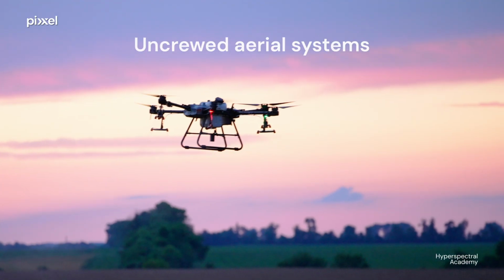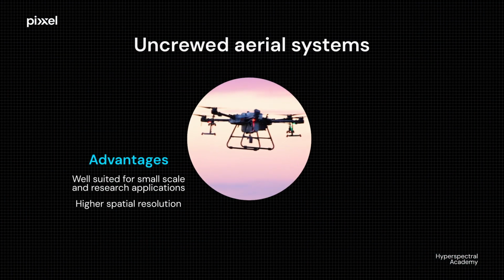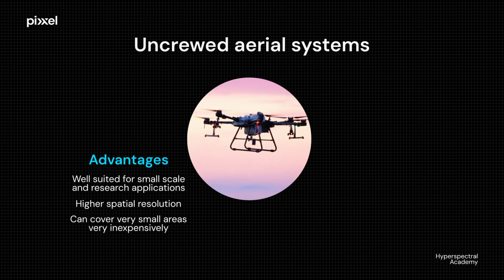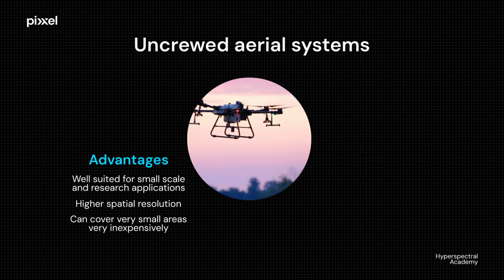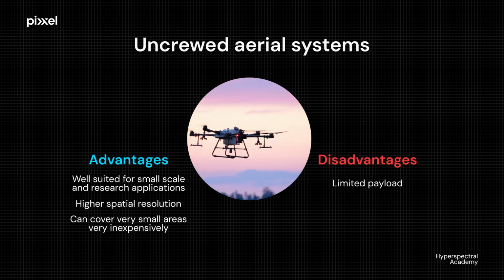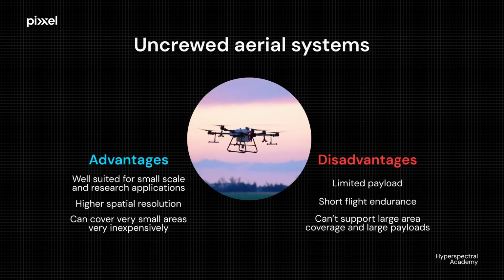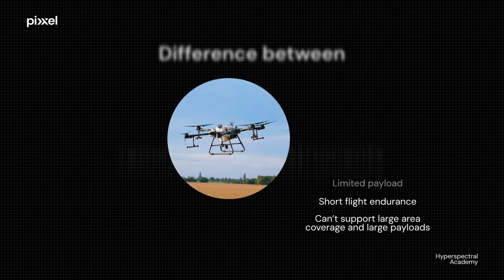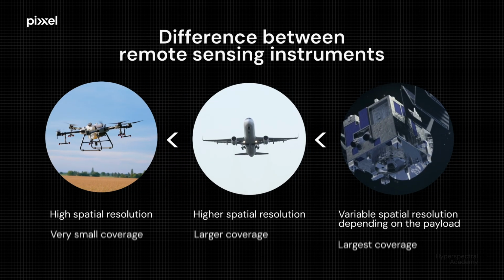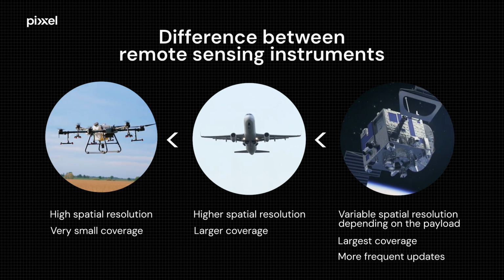Uncrewed aerial systems, or drones, on the other hand, are well suited for small-scale research applications, and they provide very high spatial resolution, covering small areas very inexpensively. However, the typical uncrewed system has limited payload and short flight endurance, which preclude their use for large area coverage or large imaging system payloads. Crewed aircraft fall in between, covering larger areas compared to uncrewed systems and delivering higher spatial resolution than satellites.